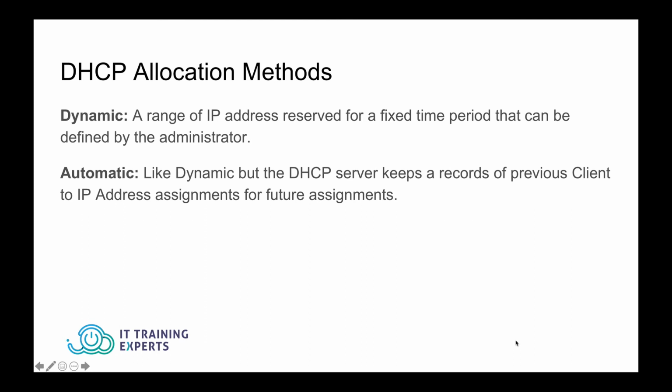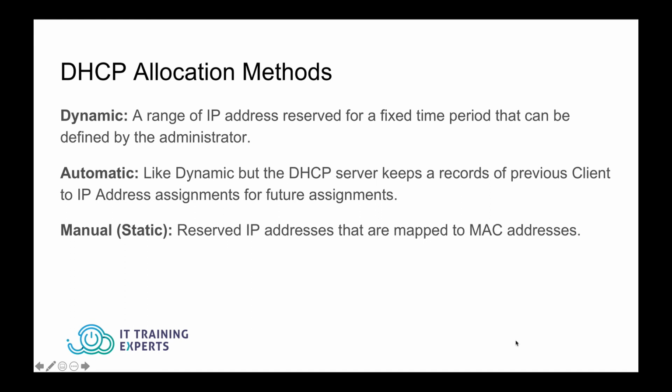We go into automatic. Automatic is very similar to dynamic, but here the DHCP server actually keeps a record of the previous client's IP address assignment, and it keeps this information for future assignments. So in this environment, if you're using automatic, it starts building a table of what previous clients have used as IP addresses. And those, from a DHCP server standpoint, are preferred addresses. So if it can, it'll continue to use the same address if at all possible.